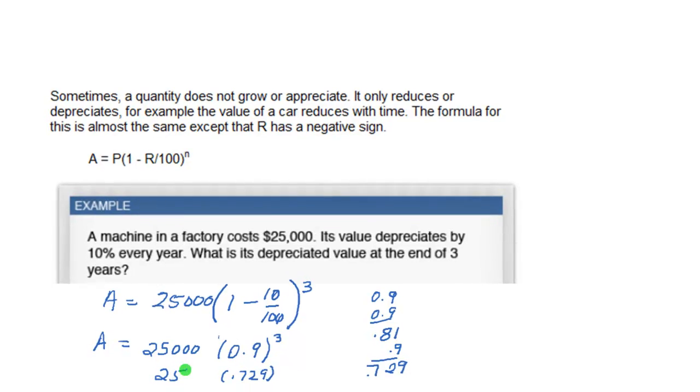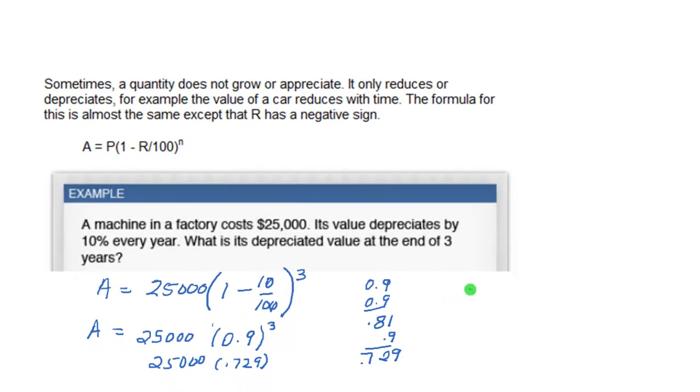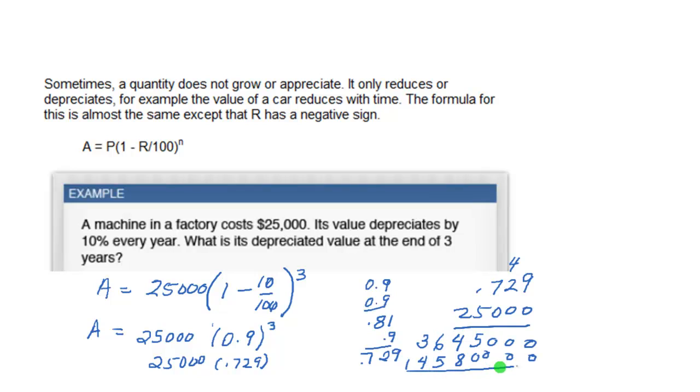And then we need to multiply that times 25,000. So 0.729 times 25,000. 1, 2, 3 zeros, 5. Are you still following all this arithmetic, which I hope I didn't do too fast to do correctly? 1, 2, 3. So we get 18,225 as the depreciated value in 3 years.